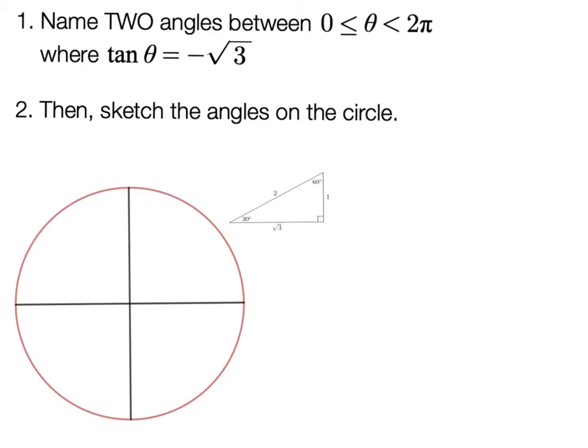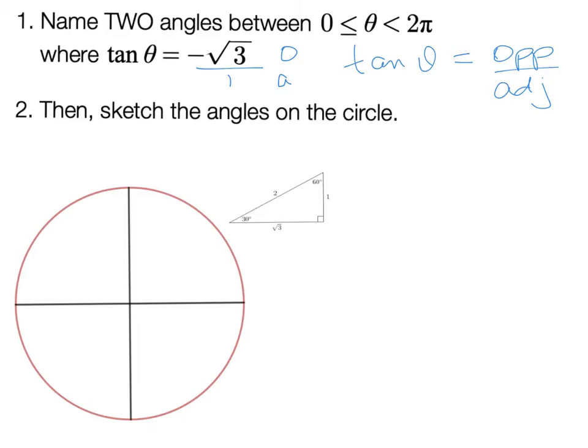We're going to find the two angles between 0 and 2 pi where tangent of theta equals negative root 3. Since we have root 3, we can put it as root 3 over 1, and we know that tangent of theta is opposite over adjacent. That means that negative root 3 must be the opposite, and 1 must be the adjacent.